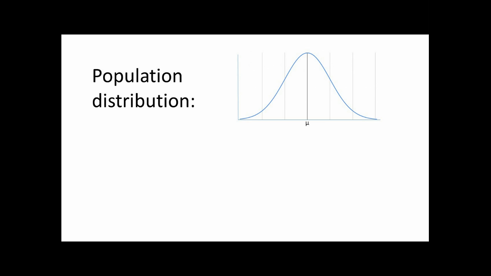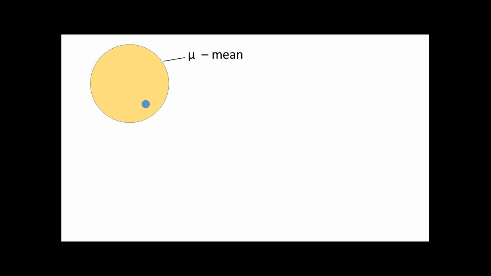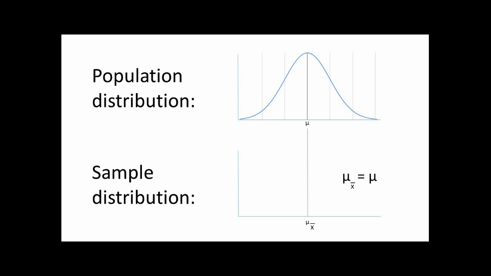Let's say that the population is normally distributed. If I take a sample of fish and measure their lengths, that sample mean can be quite close to the population mean, but it can be a bit smaller or a bit larger. But if I take a lot of samples and average them out, I would find that the mean of the sample means would equal the population mean.